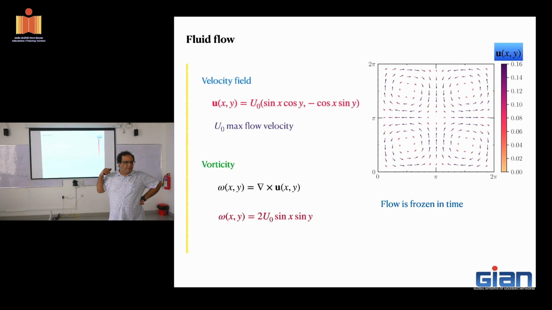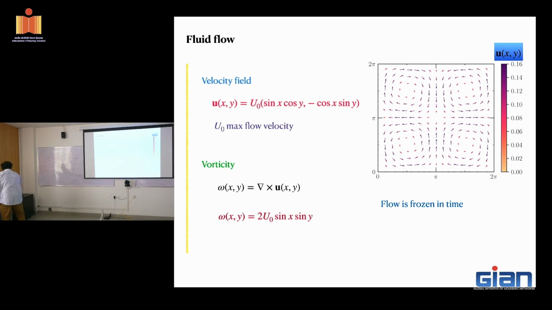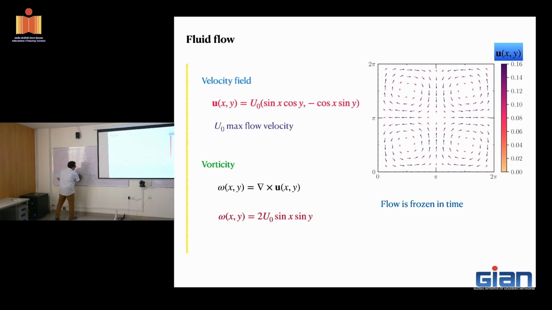So do you agree with me on the cellular flow part? The cellular flow that I'm going to consider will have a velocity field given by this expression. The x component would be sin x cos y, and the y component would be minus cos x sin y.